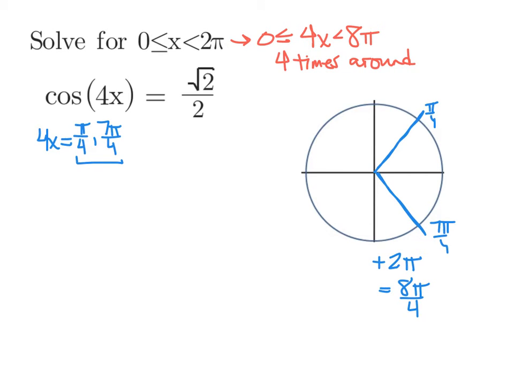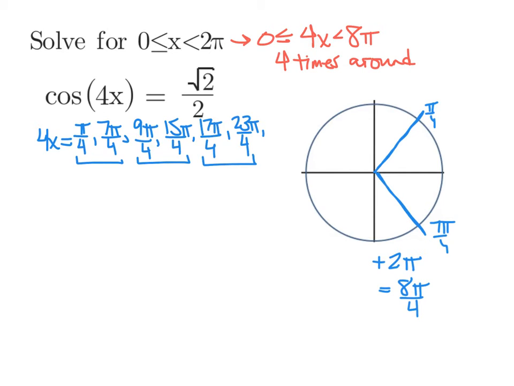So I'm going to take my 2 answers, pi over 4 and 7 pi over 4, and add 8 pi over 4 to that. So we'll get 9 pi over 4 and 15 pi over 4. That's the second time around. The third time around, we add 8 pi over 4 again. So 9 plus 8 is going to be 17 pi over 4. And 15 plus 8 is 23 pi over 4. That's the third time around the circle.